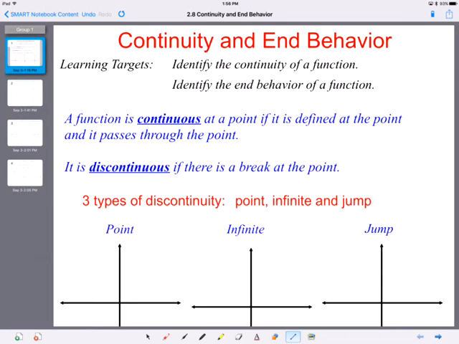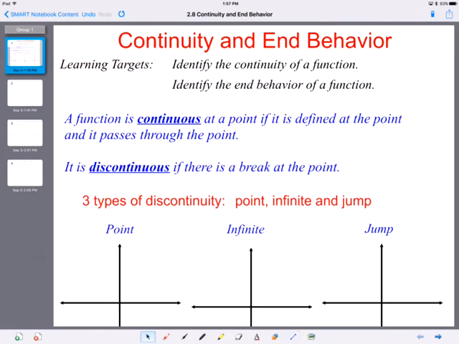Welcome to Continuity and End Behavior of Rational Functions. We're going to identify the end behavior and the continuity of our rational functions today. We've done this before with polynomials, so you'll get a little refresh on that as well. First thing, what is continuity, or when a function is continuous, what does that mean?